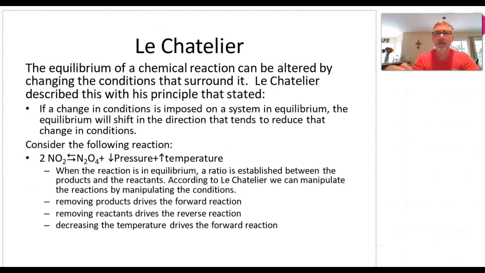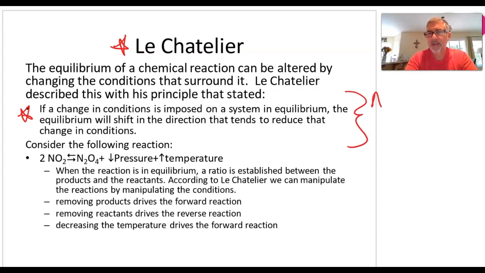All right, Le Chatelier. Le Chatelier, super important guy. So this guy made a statement, and I've shortened the statement down for you. It says the equilibrium of a chemical reaction can be altered by changing conditions. So basically what it means is this: if a change in condition is imposed on a system at equilibrium, it will shift in a way that tends to reduce the change.